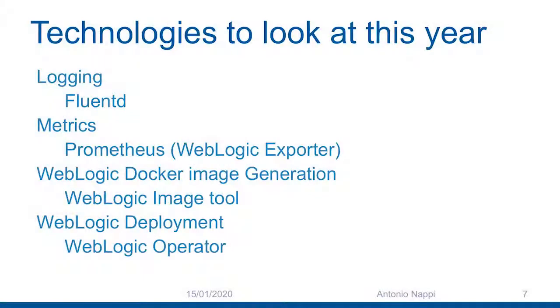Now, what we want to look at next, I mean, these are technologies that we already looked at, and we just want to integrate in production. So, for example, for logging, we want to replace part of the Elastic Stack with Fluentd. We want to introduce Prometheus and have a look at the WebLogic exporter, because Prometheus is the most used tool for metrics.